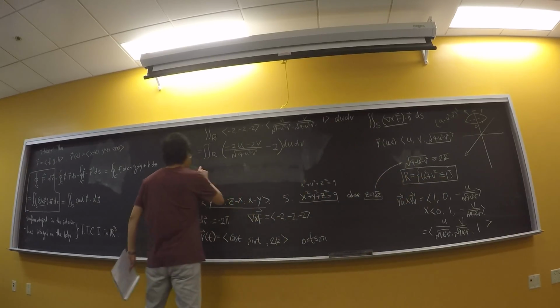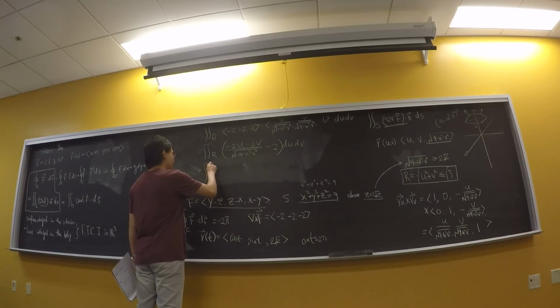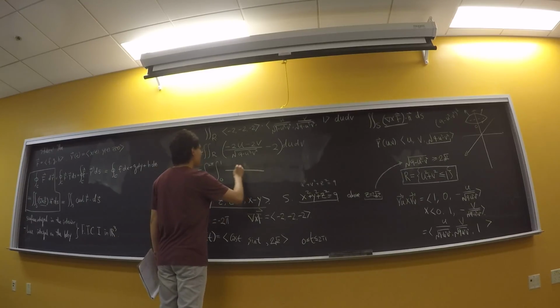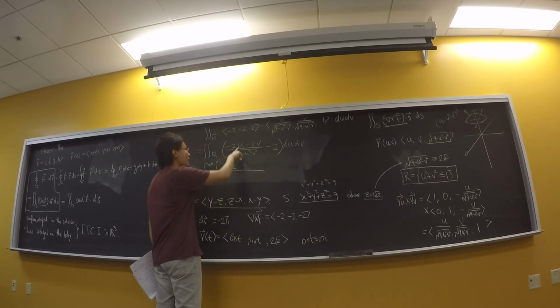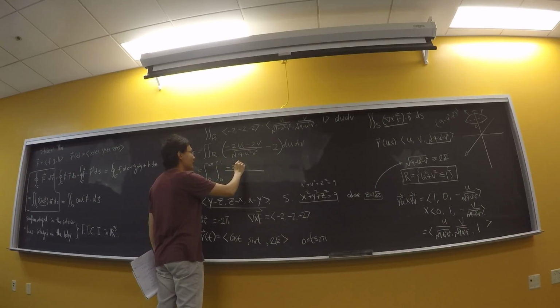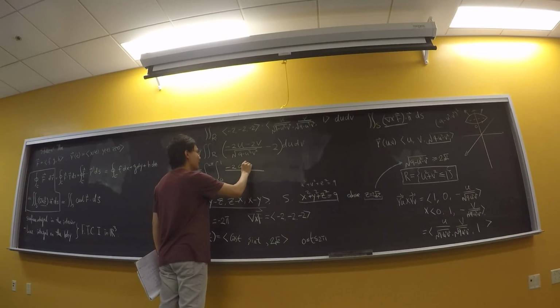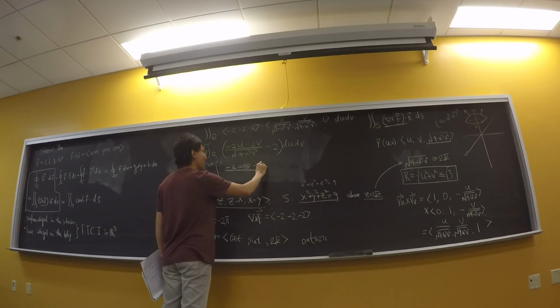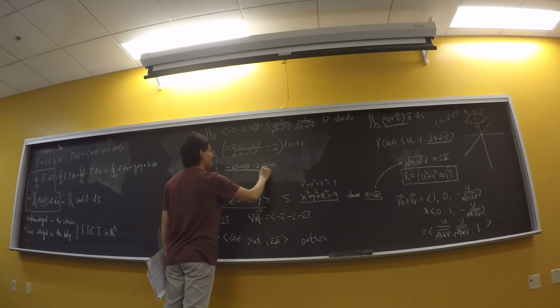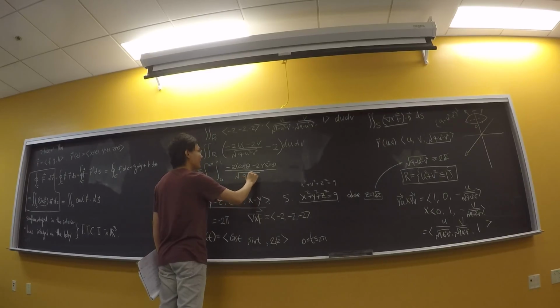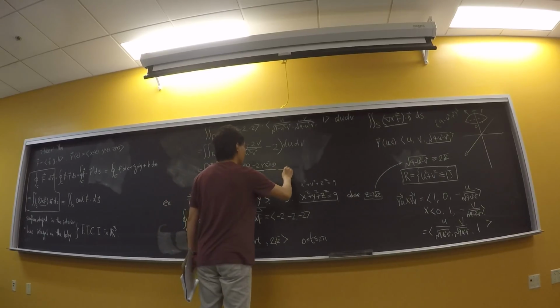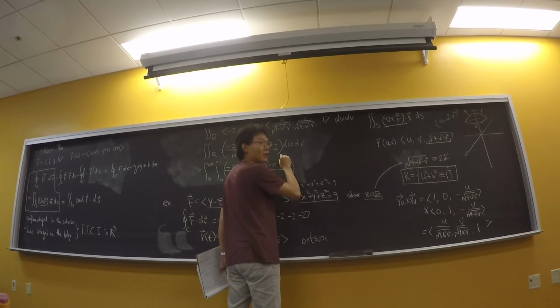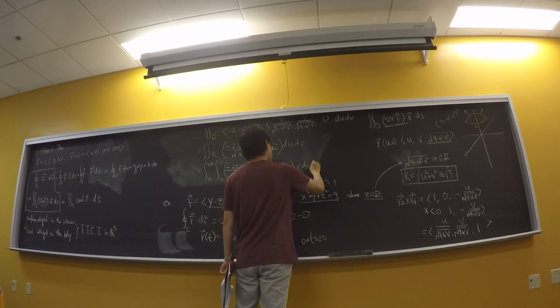And this one will give me theta from 0 to 2 pi, because it's a full disk, and r from 0 to 1. And here, I have minus 2u in the polar coordinates equal to r cosine theta, minus 2v equal to r sine theta, divided by the square root of 9 minus r squared, and minus 2. I have r dr d theta as a Jacobian.